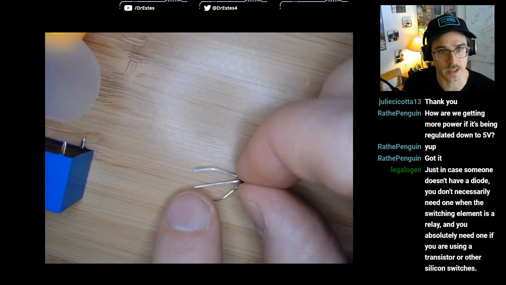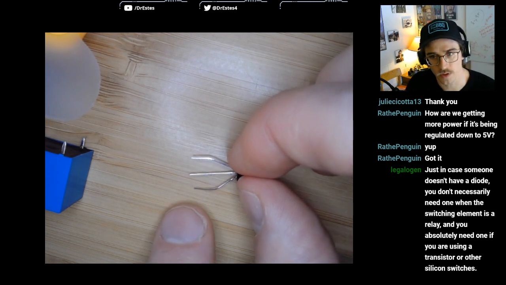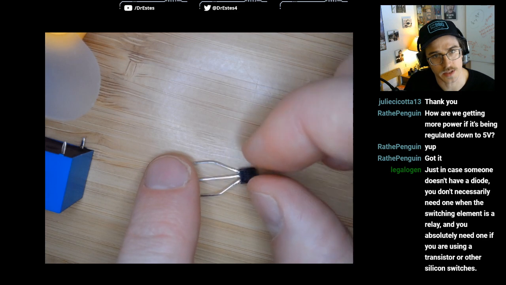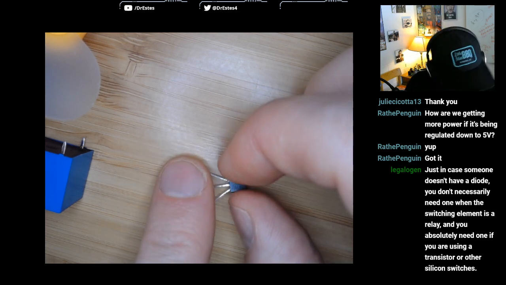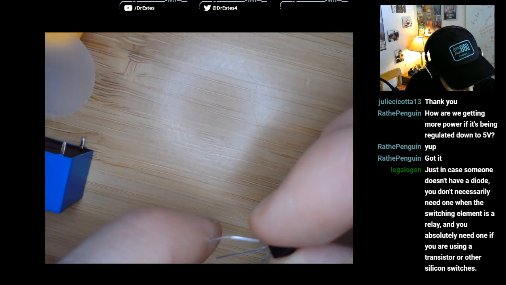So you see there's 3 legs on here. One of them is what you call the collector. The middle one is the base, and the other one is the emitter.